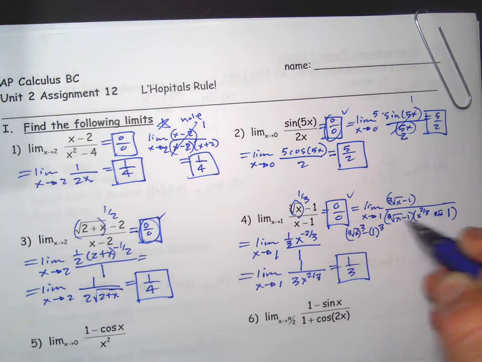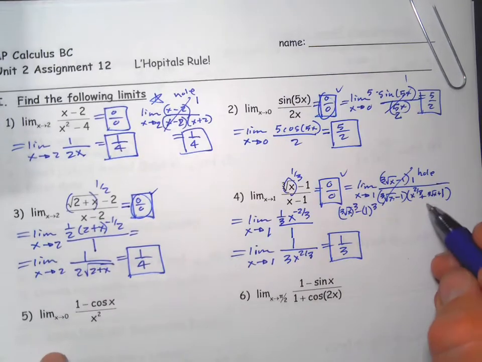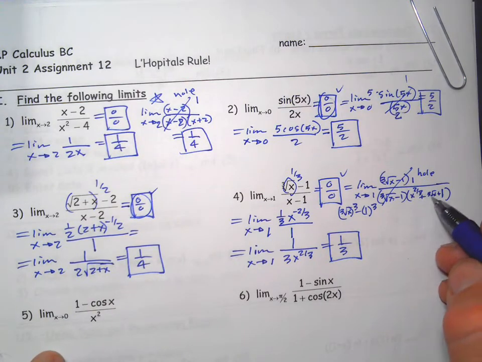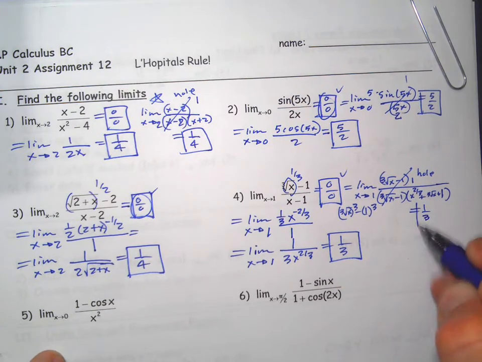The same, opposite, always positive. That's the hole in the graph. So that leaves a 1 on the top. And if you plug 1 into this, 1 to the 2/3 is 1, cube root of 1 is 1, plus 1 is 1, you get 1/3. So that's taking the hole out of the graph approach.